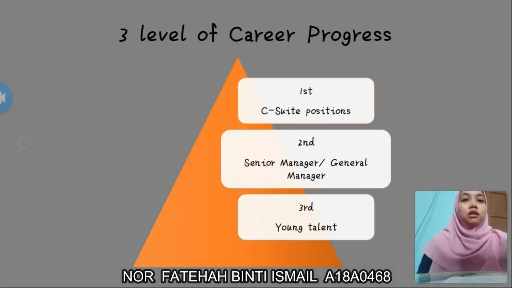Okay. Next is 3 levels of career progress. The first level is C-suite position. The second level is senior manager or general manager. The third level is young talent.